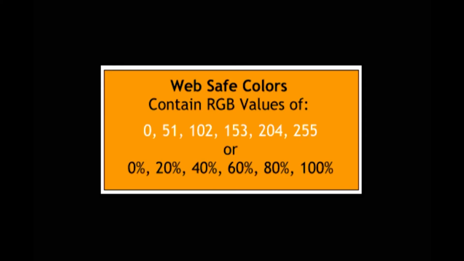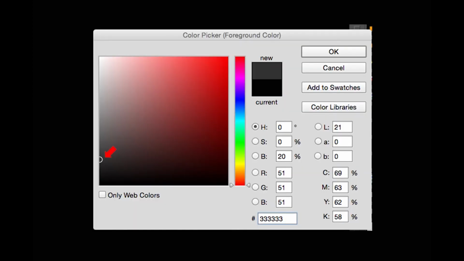Web-safe colors are defined in terms of RGB values of 0, 51, 102, 153, 204, and 255. These numbers might seem a bit random, but are in fact made up of multiples of 51. Let's look at this in Photoshop using the color picker. Here's 51 red, 51 green, and 51 blue, or 20%. Note the position of the color picker on the left side of the palette.